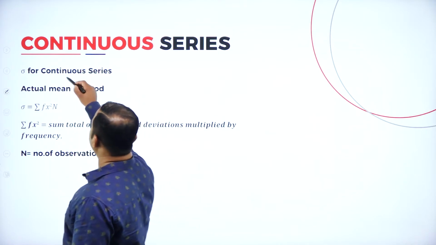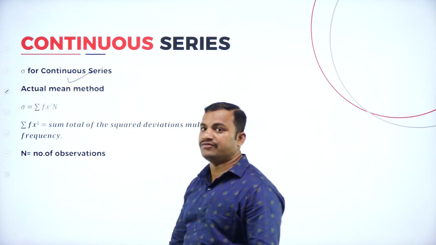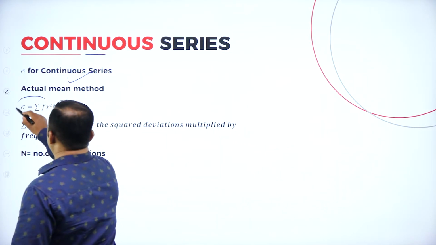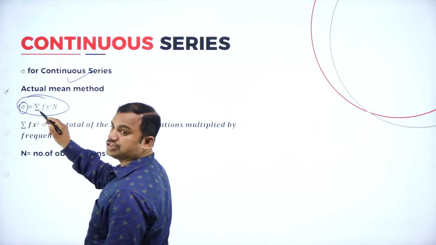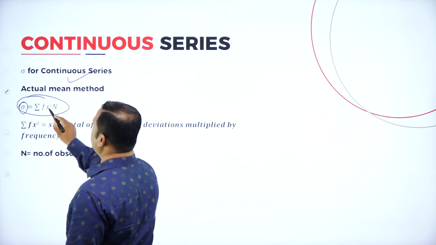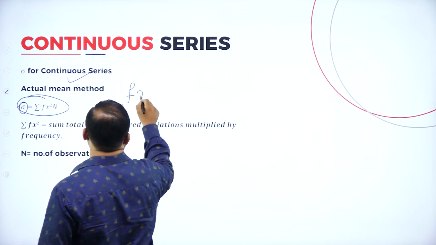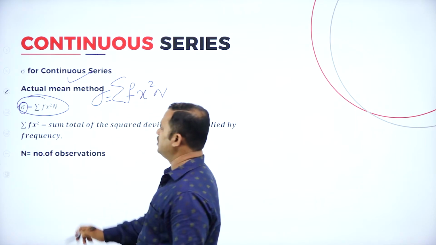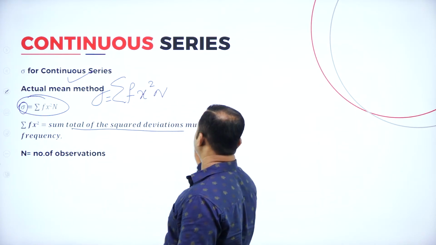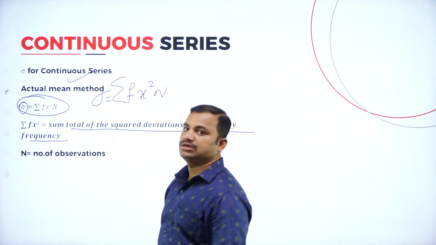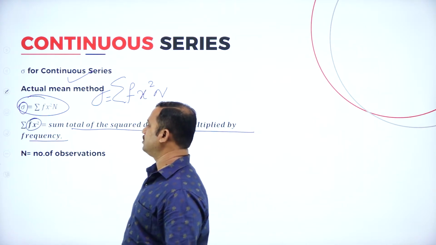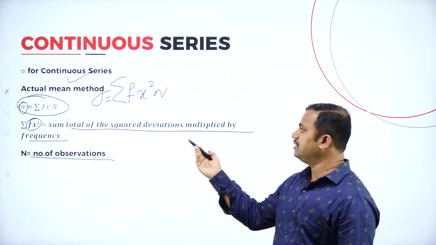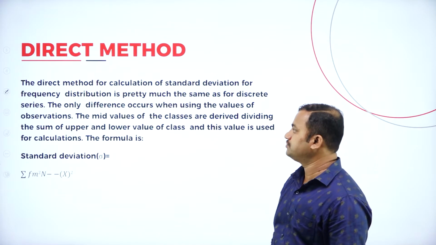So if that is the case, how can we find the standard deviation for continuous series kind of data? Let me show you that. Sigma, that is standard deviation, is equal to the square root of summation of f into x square by n. Sigma is equal to this. F into x square is equal to the sum total of the squared deviations multiplied by the frequency. N is equal to the number of observations. Suppose there are 10 observations, we will take n as the number of observations.